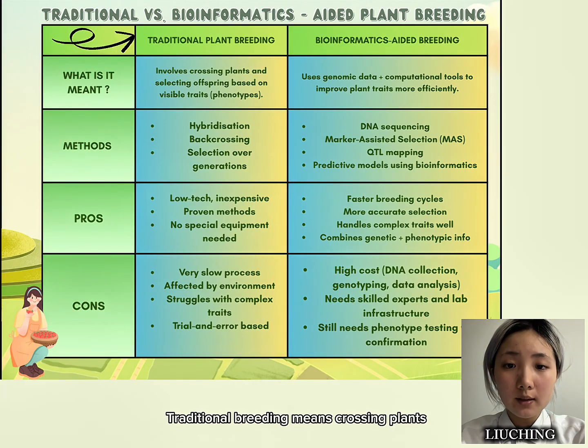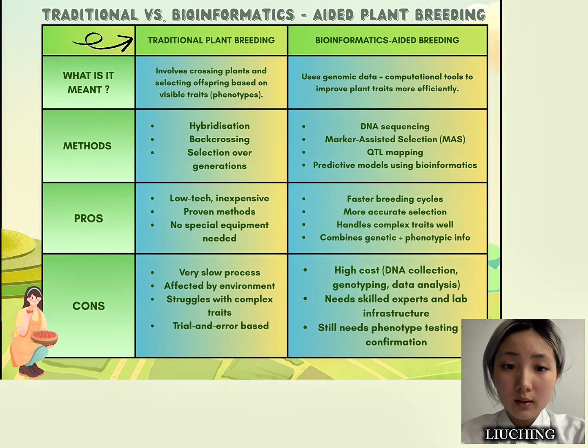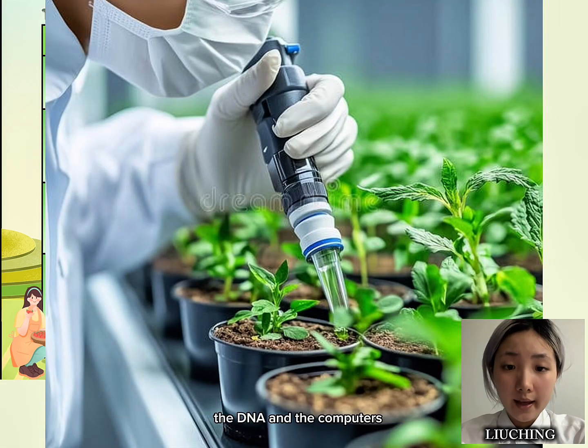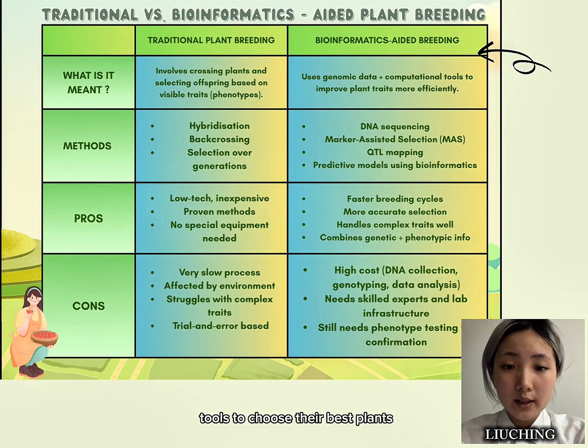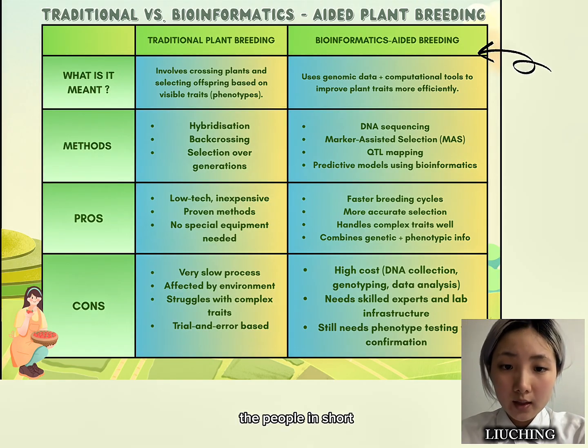Traditional breeding means crossing the plants and picking the one that looks good. It's cheap and easy, but the results depend a lot on the environment. Bioinformatics breeding uses DNA and computer tools to choose the better plants. It's faster and more accurate, but it needs higher technology machines and people with higher academic knowledge.